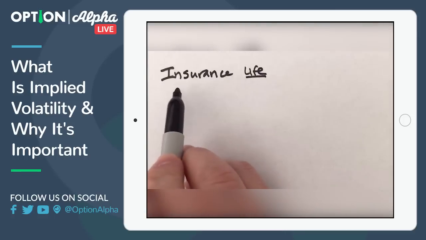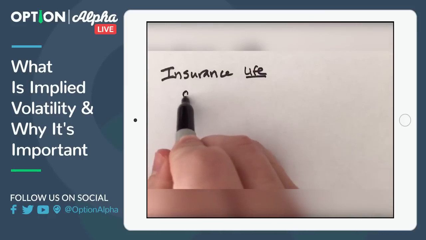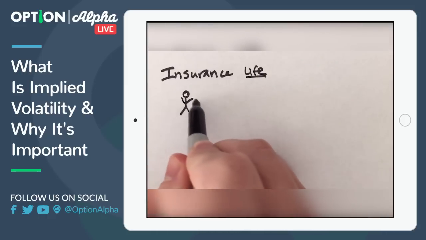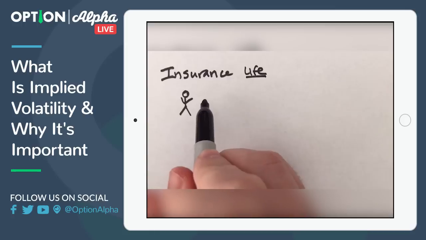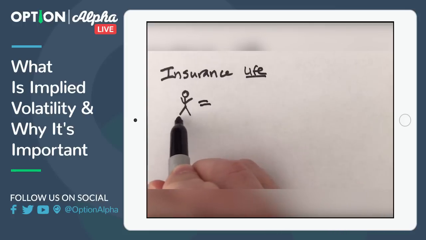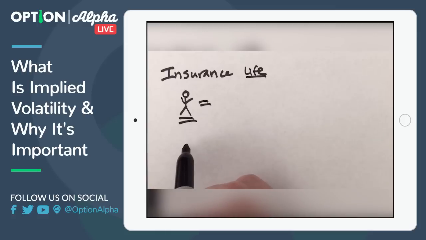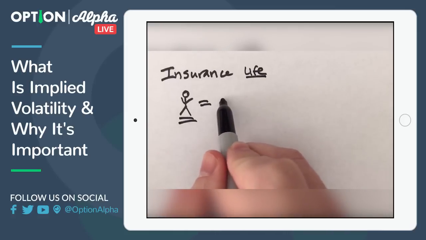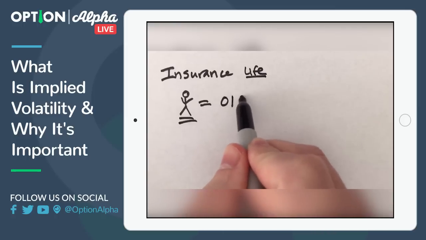All right, so look, insurance companies have actuaries, and they basically determine what your likelihood is that you might die. And look, I don't want anybody to die. I love you guys all, but let's say that the probability of me dying, based on my age, height, weight, medical history, everything, is 1%, okay?